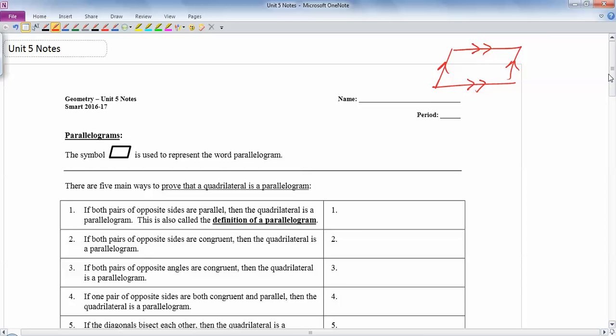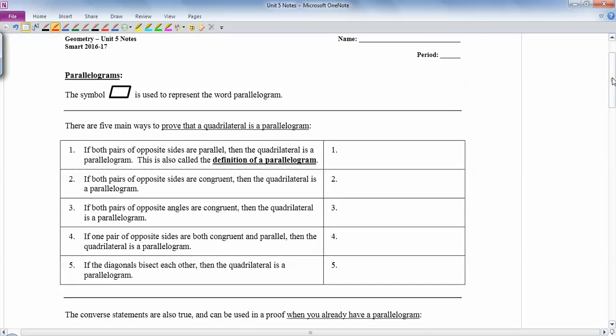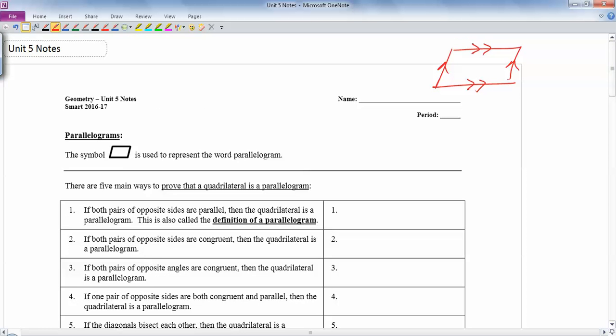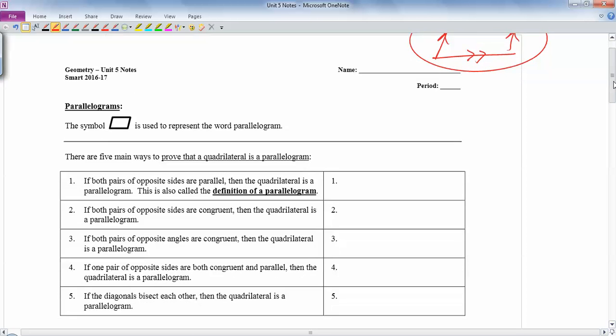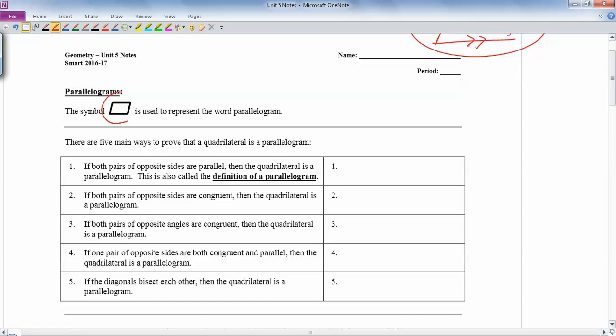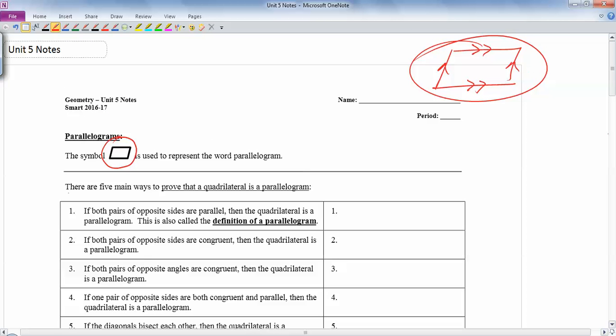So there are going to be 5 ways in class that we use to prove that something's a parallelogram. The first one is actually that definition that we just talked about up here. If you can prove the top and bottom are parallel and the left and right are parallel, then you get a parallelogram. So this symbol right here is used for parallelogram. So in a proof, if you had to use this idea to prove that something's a parallelogram, you can either write out everything that's written right here. Both pairs of opposite sides are parallel, then the quadrilateral is a parallelogram, or you can use a picture notation that we'll do instead in class, which is this.